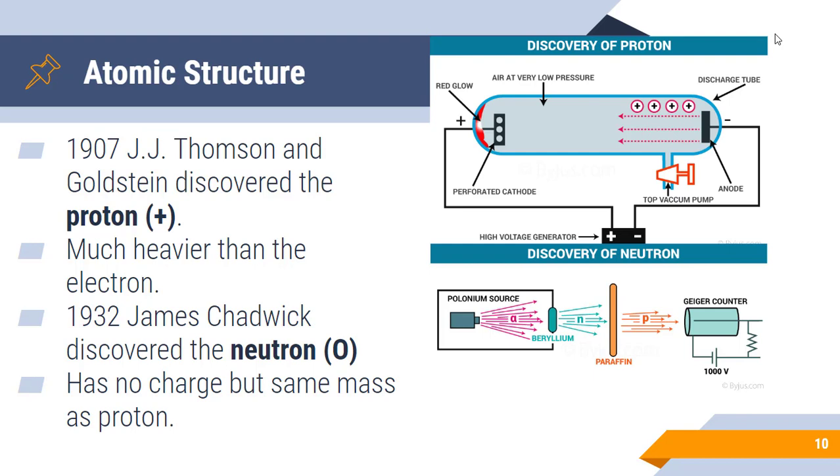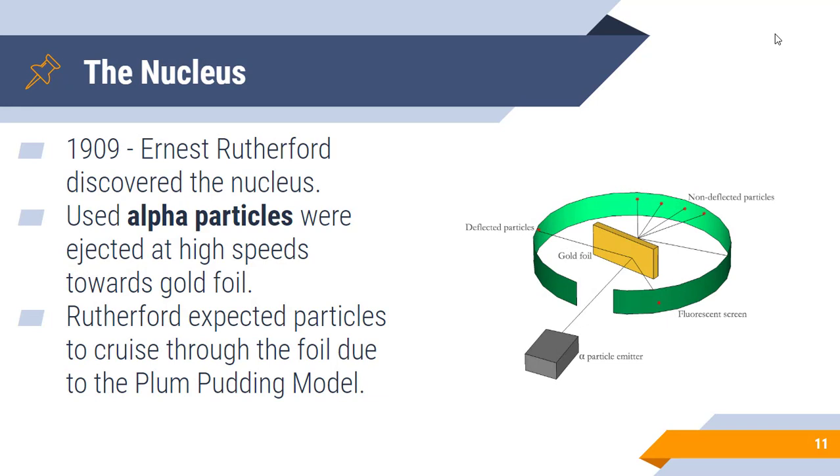Now, much later, in 1937, James Chadwick discovered the neutron, which actually had no charge, but had the same mass as a proton. Now, also notice that the proton is much heavier than the electron as well. So as we continue to discover more and more subatomic particles, we get a clearer picture of what is inside the atom, as well as potentially what the interior part of the atom looks like.